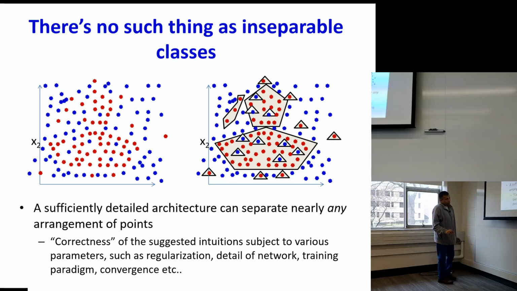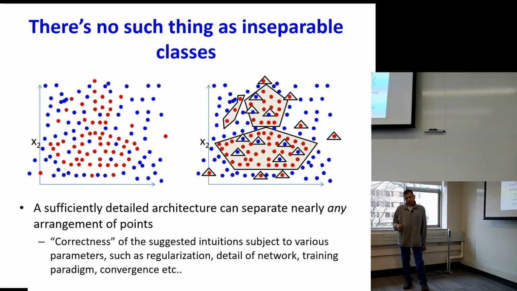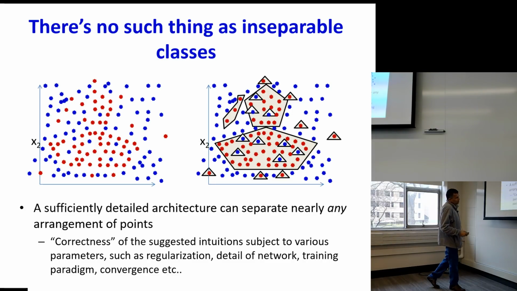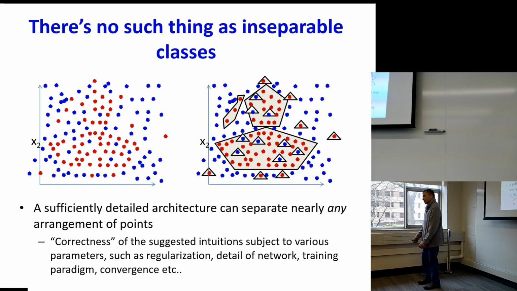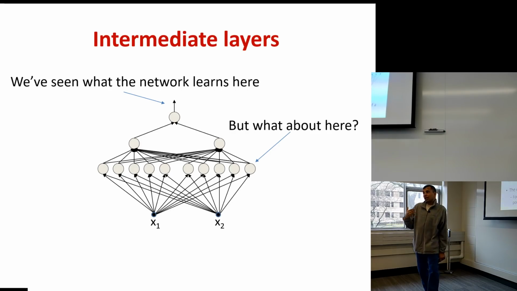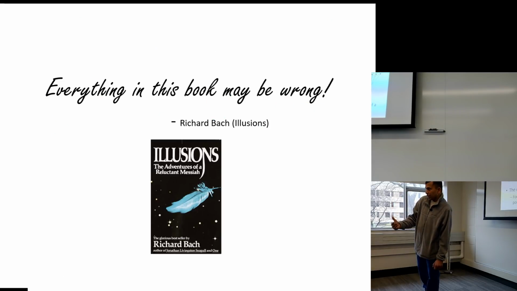So the correctness of the model and the various intuitions that I just explained are subject to many parameters like the regularization, the detail of the network, the training paradigm, whether it has converged, etc. So eventually, all we can say is that it is our objective to learn P of y given x, and we want to learn this as robustly as possible so that it generalizes to data that are not part of the training set.